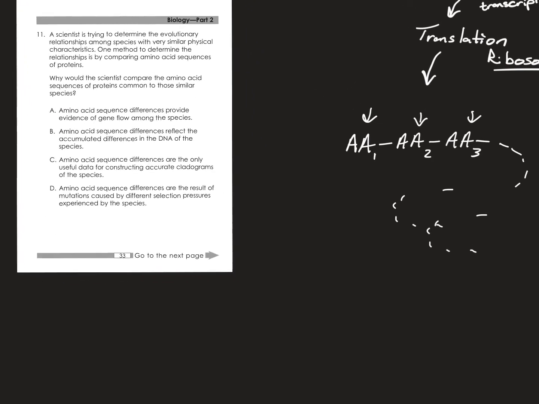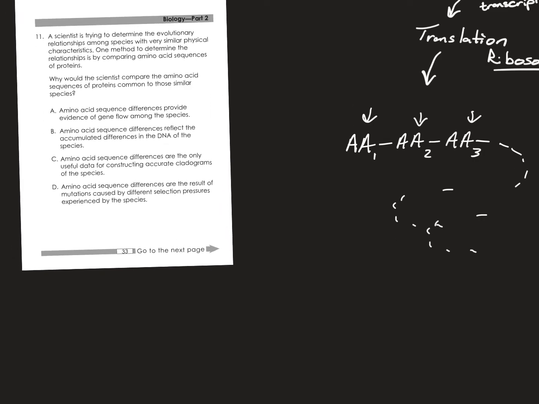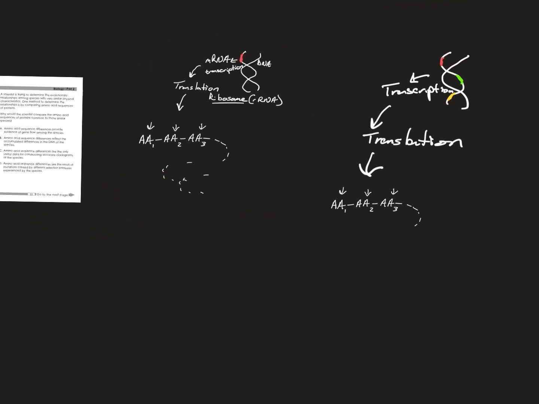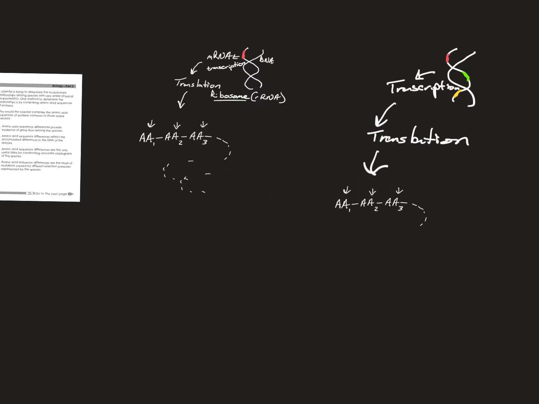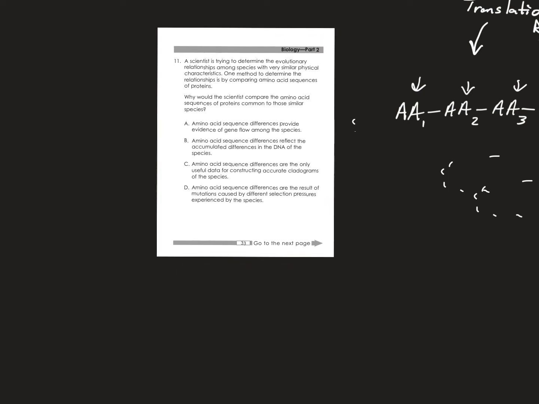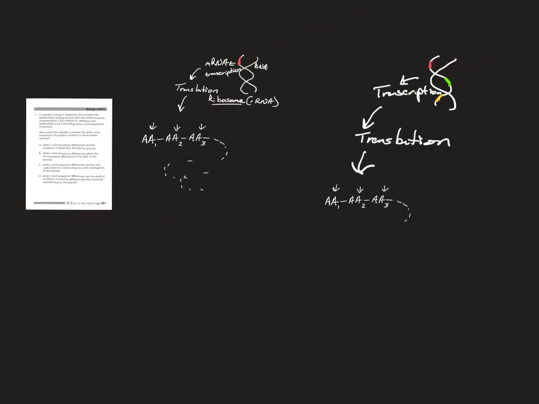So scientists can compare amino acid sequences of proteins common to those similar species. So they'd be proteins that they both share. They both have the same proteins, but how similar are the proteins? If they're extremely different, if the variation is so large, then perhaps we can call these two a different species, or we can see how close they are, rather. So the closer they are to each other, the more similar their amino acid sequence is.